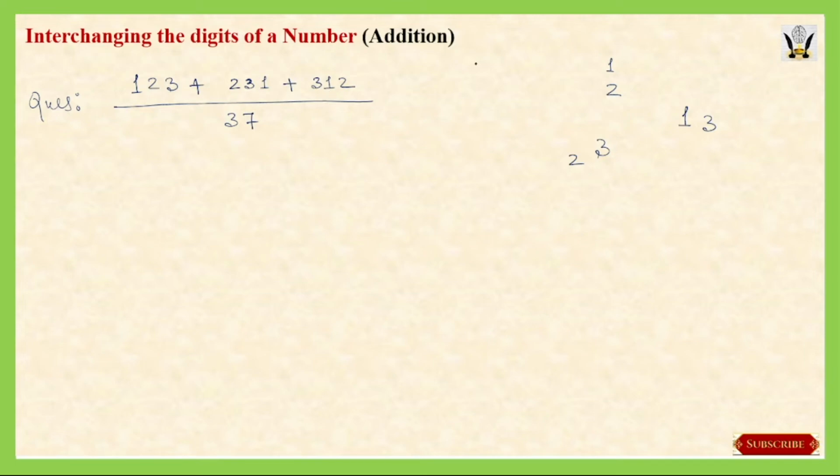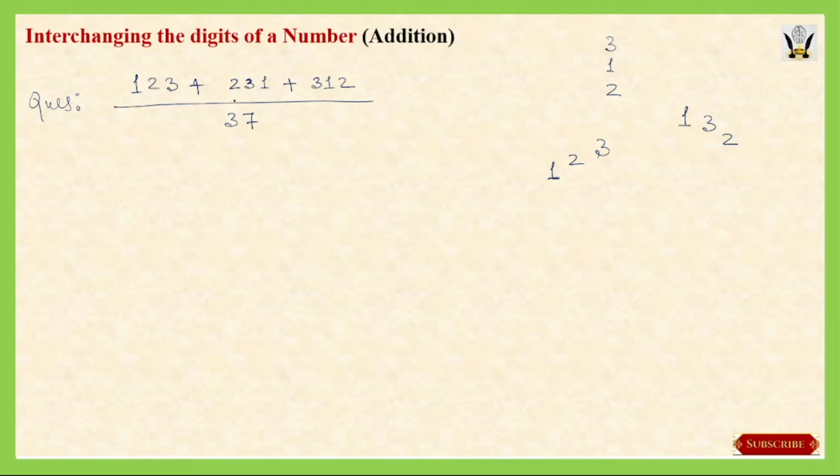And next if we change again the digits, so 1 will come here, then 2 will go there, and 3 will go here. So it will be 231. The third number will be 231 after changing the positions of the digits.